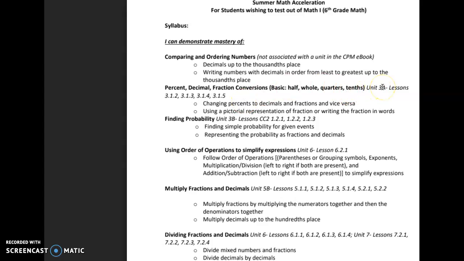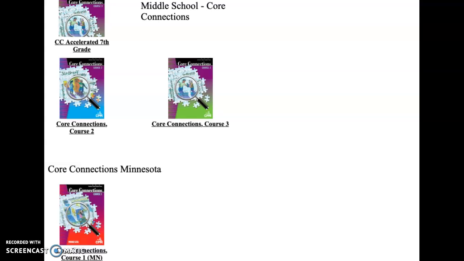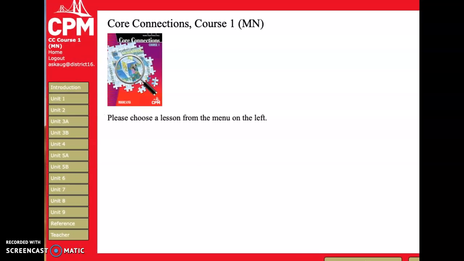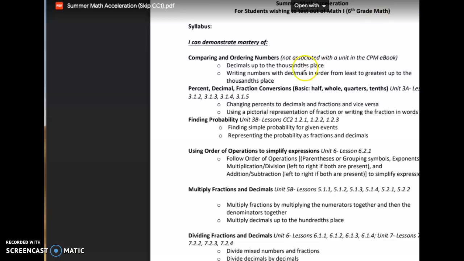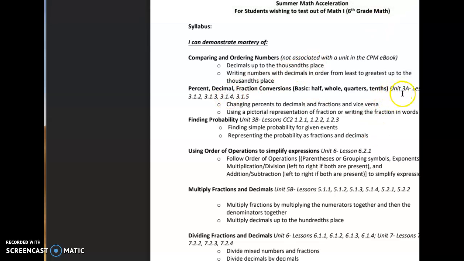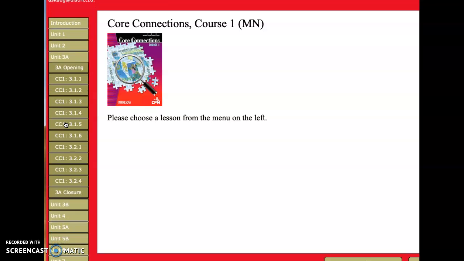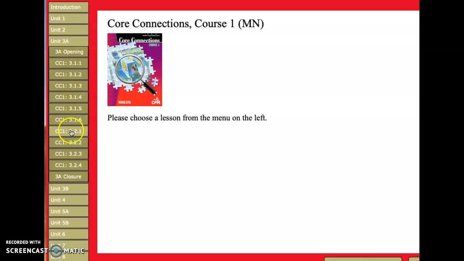I'm going to go to the CP/M book, Unit 3A. Once you get into CP/M, you're going to want to click on Core Connections Minnesota CC1 if you're in 6th grade. This will bring you to the course main page, and you're going to look for the unit that you are working from. So I'm going to go back one more time. It says that I'm working in Unit 3A if I'm working on this leverage target. So I'm going to click and go down to Unit 3A. When you click on 3A, each lesson comes up.